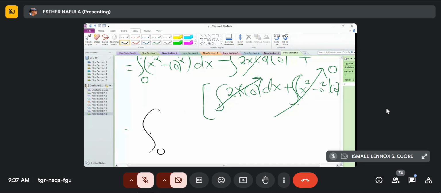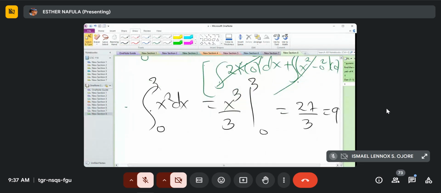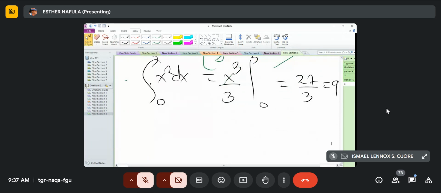So we integrate 0 to 3 of x squared dx. If you integrate x squared, you get x cubed over 3 from 0 to 3. This is 27 over 3, which is equal to 9. That's along C1. But if you split the curves, you have to sum up.